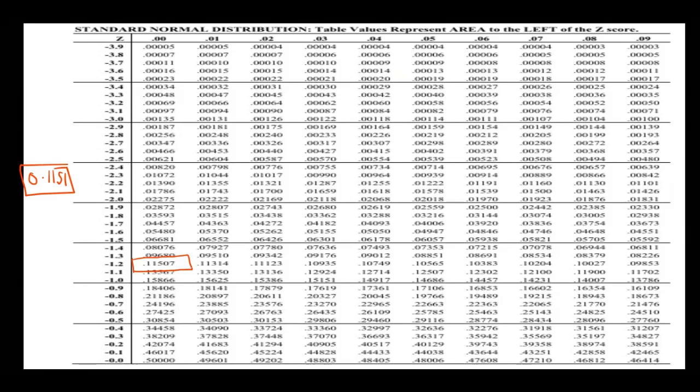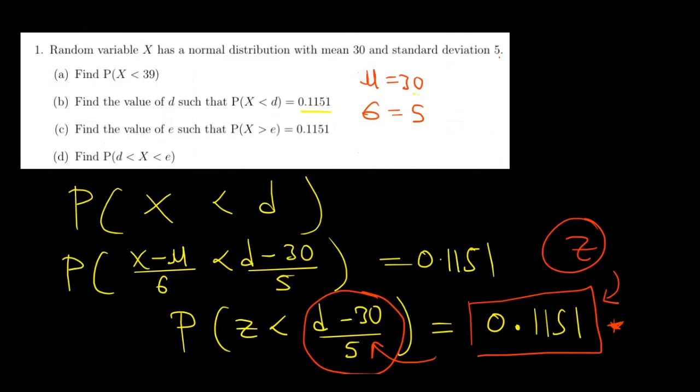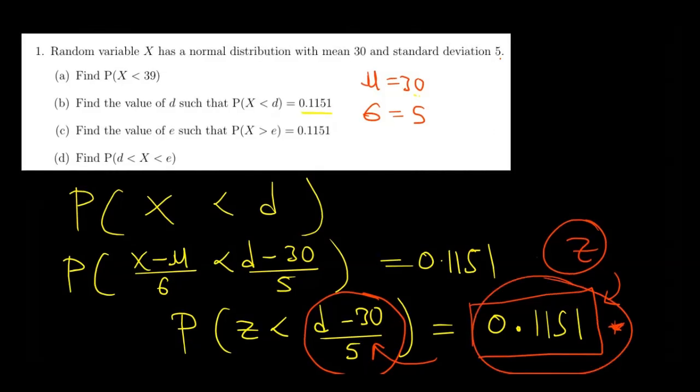To get the z-score, we're going to go up here and get 0.00, and if you go this side we get minus 1.2. So it is minus 1.2 plus 0.00, and that will be the z-score. Since the 0.00 won't affect it, it remains the same. So the z-score that gives us this probability is minus 1.2, and I'm going to equate it to the expression we have there.